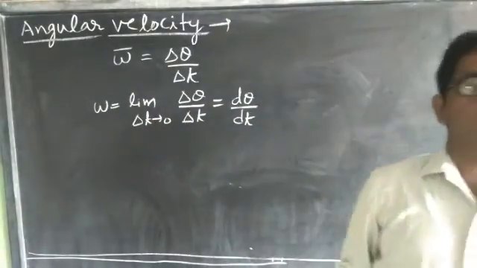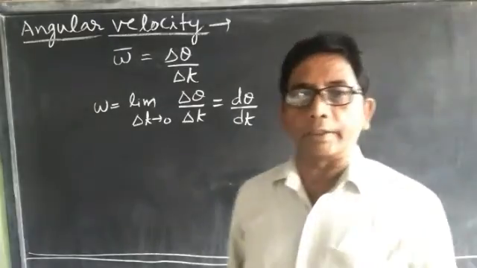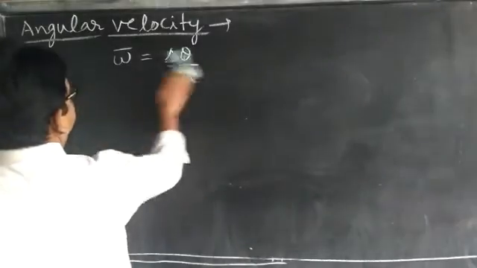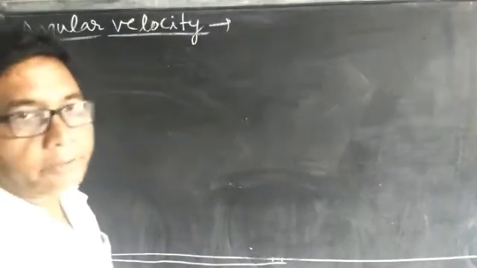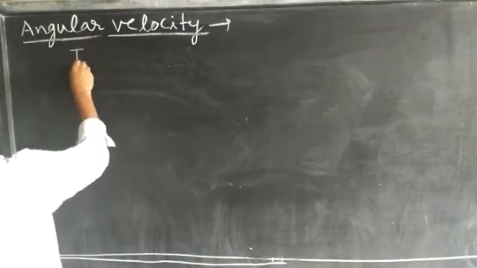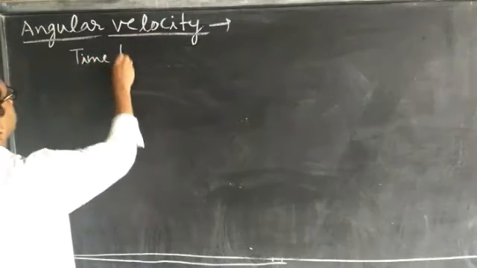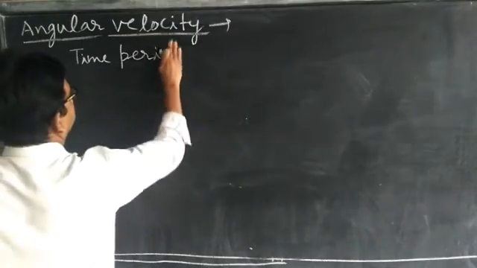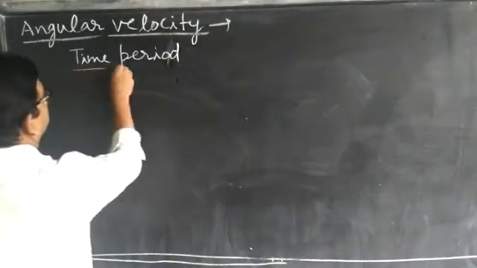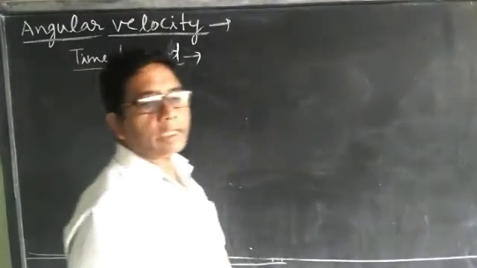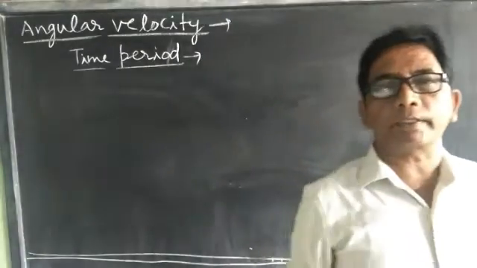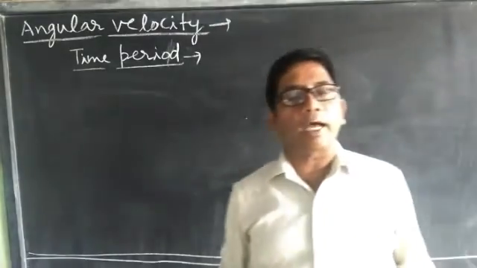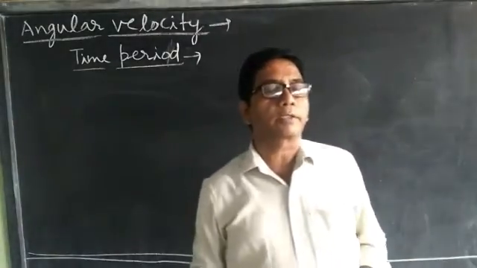Now we will discuss what is time period. What is time period? The time taken by the particle to complete one revolution along its circular path.